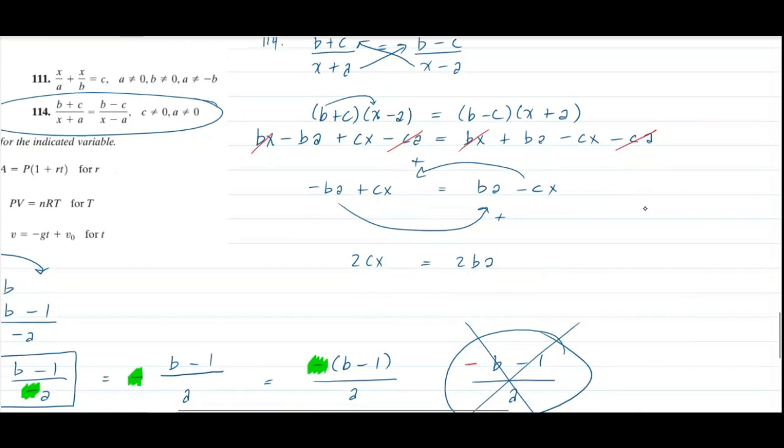Now, what's the last thing that you would need to do to solve this equation? You would need to divide by 2c on both sides. And so when you do that, you get this really cool looking thing. Basically, the answer is x is equal to a simplified ab over c.